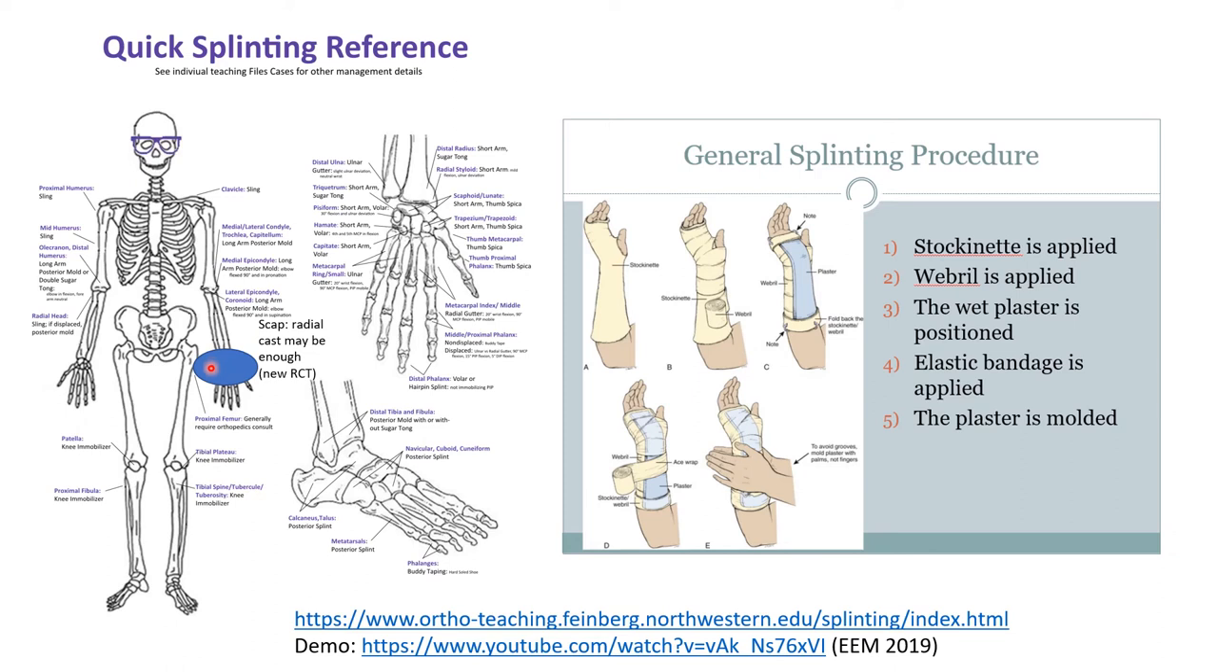Again, for scaphoid fractures, there's a recent RCT, I'm told, that tells us that you might as well just put them in a radial cast, which is less than a normal scaphoid cast. Depends on how well your nurses are doing this. But yeah, something to think about.